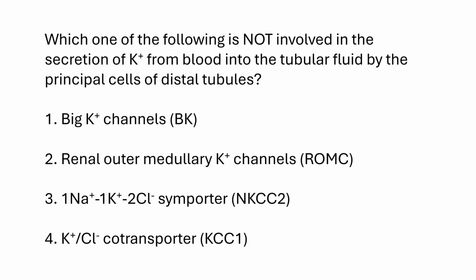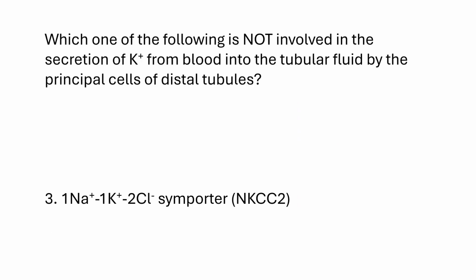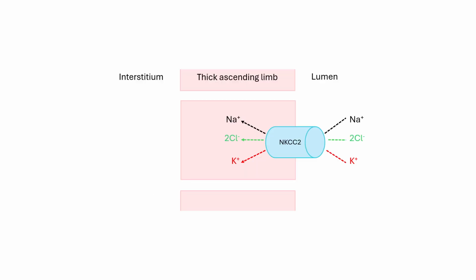The next option is 1 sodium, 1 potassium, 2 chloride symporter or NKCC2. Now, NKCC2 is not found in the principal cells of the distal tubules or collecting ducts.